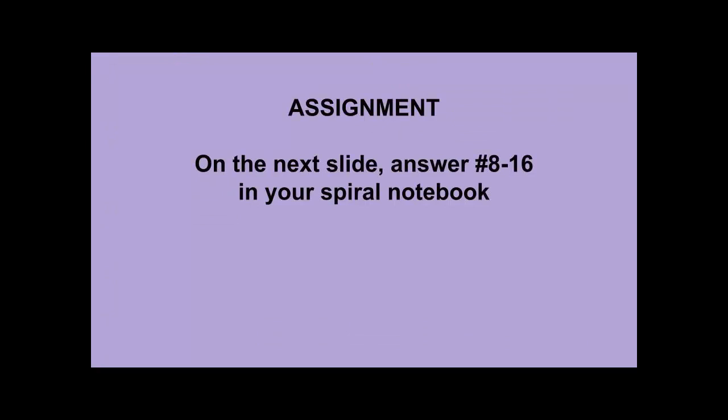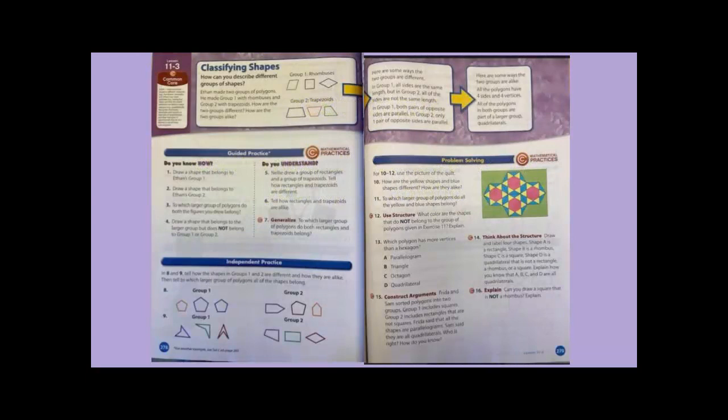Okay, it's time for you to go to work. You will answer number 8 through 16 in your spiral notebook by yourself. And I will have the answer key for you tomorrow. As you're working through number 8 through 16, be very thoughtful. Think about all the meanings of quadrilaterals and polygons at large. And remember that for some of the answers, there's a variety of ways you could answer the questions. Again, take your time to work through the problems carefully.